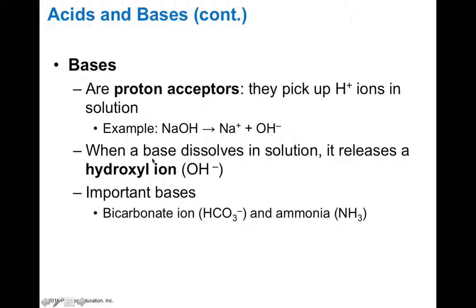And some important bases in our body include things like bicarbonate, or HCO3. This is actually one of the ways that carbon dioxide is transported in blood. And ammonia, which is actually a breakdown product of protein metabolism, NH3, this is actually one of those wastes that it's eliminated through our kidneys.